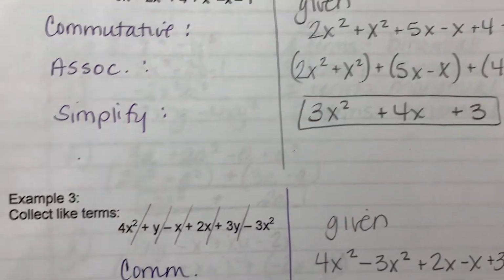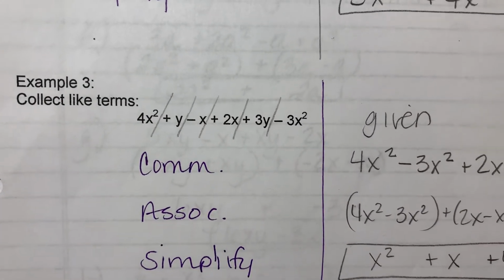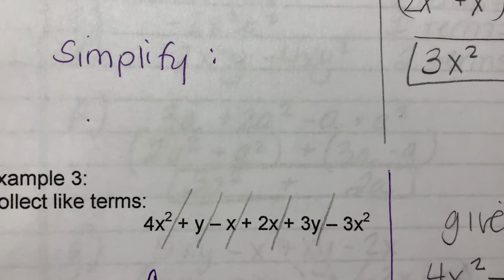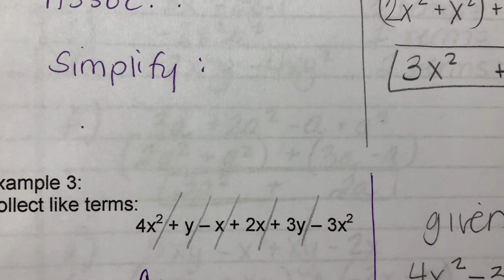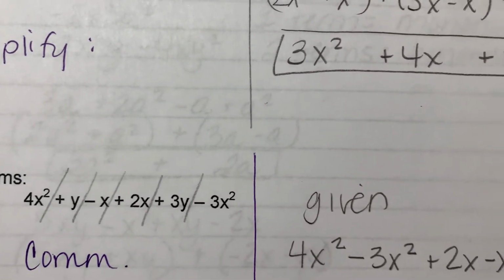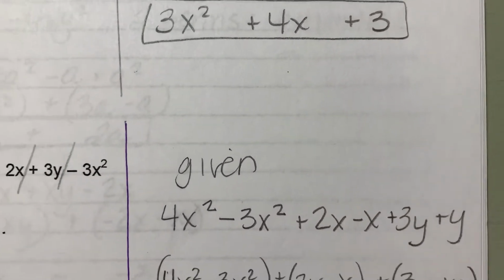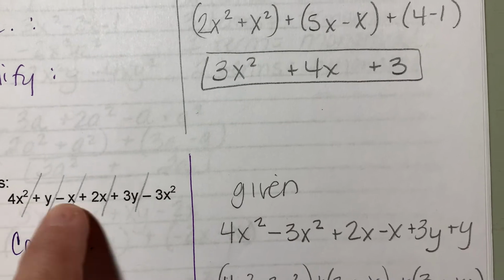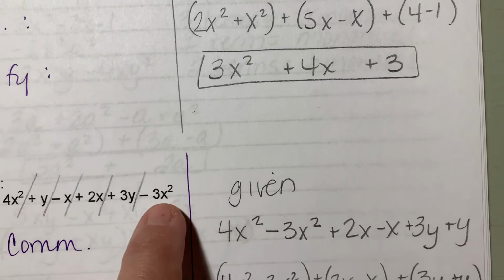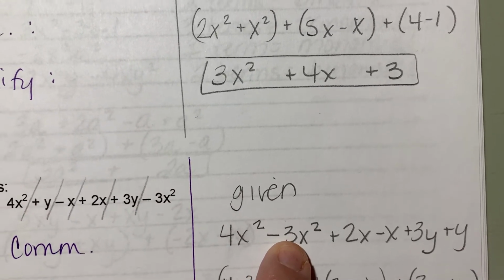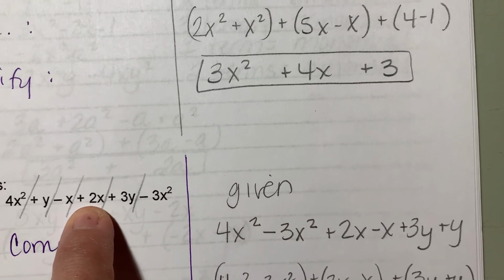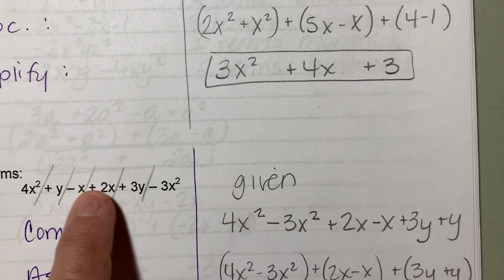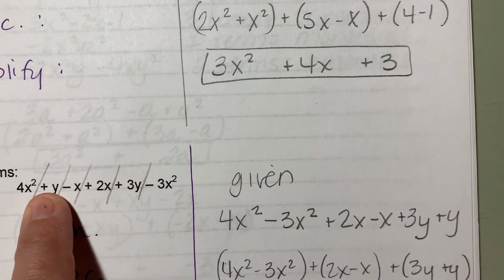All right, so last example. I can divide the terms if I'm having a hard time seeing them, but just remember the symbol travels with the term. So that's given. And so we start grouping them. I pull the squared numbers to the front. So I'm looking, I see 2 of them. So I go 4x squared minus 3x squared. Then comes the x's, plus 2x minus an x plus 3y plus y.